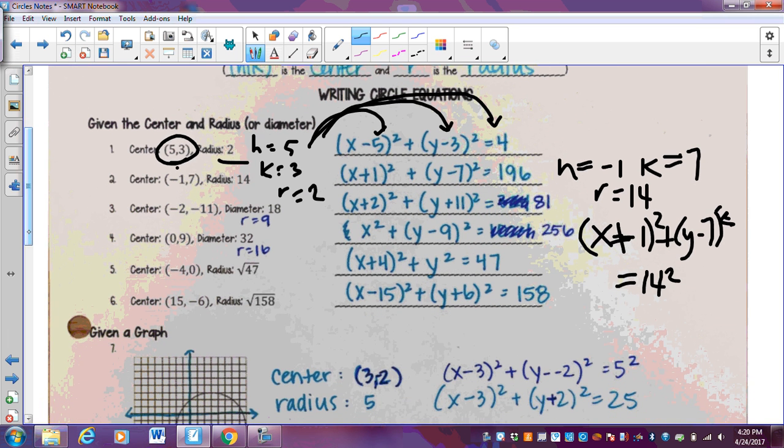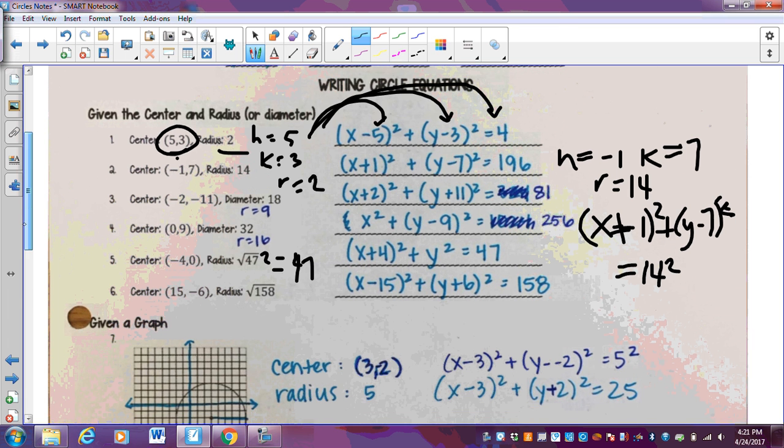If you have one like number 5, so if you take the square root of 47 and you take it to the second power, when you take the square root and then you square something, that gets you the number underneath the radical. So that's why in the equation I just wrote it as 47. Now the same thing on number 6. If your radius is the square root of 158, well, square it and you're just back at 158. So that's that first part.